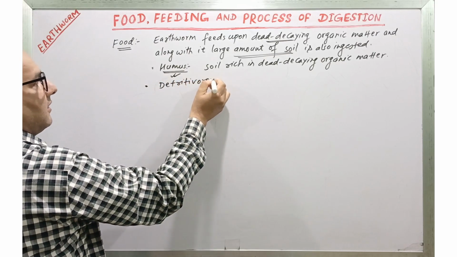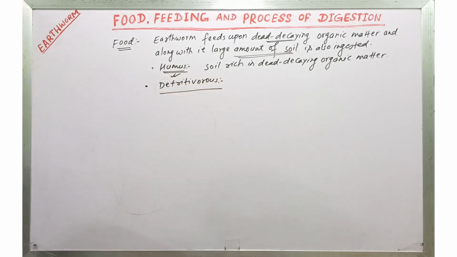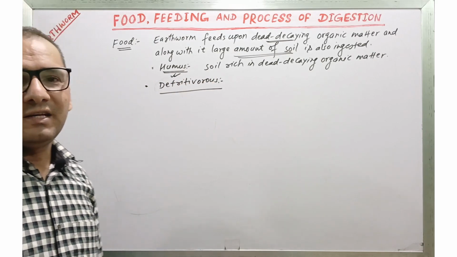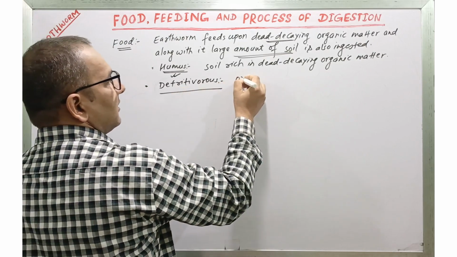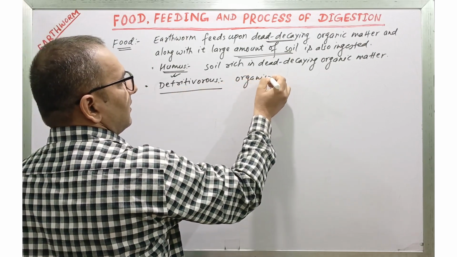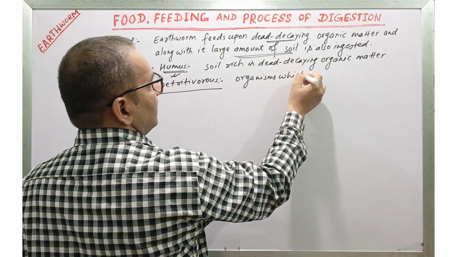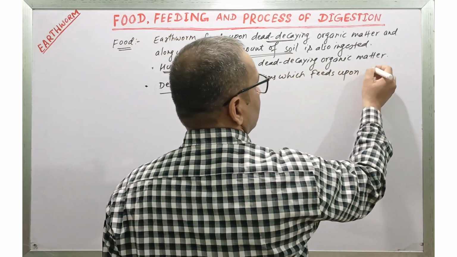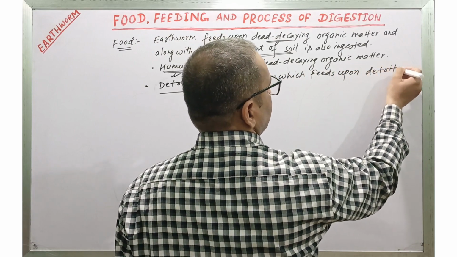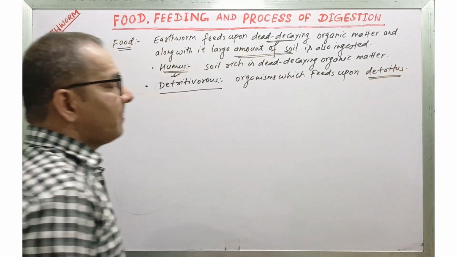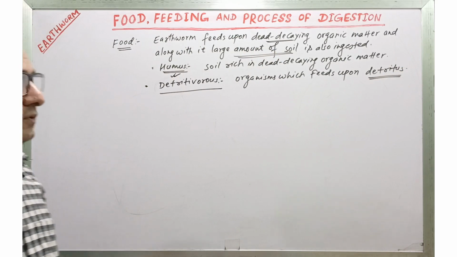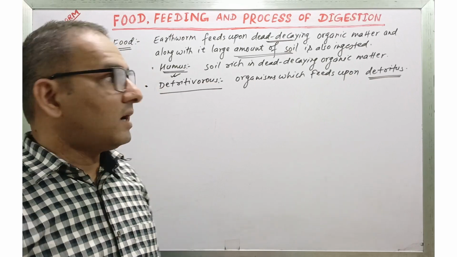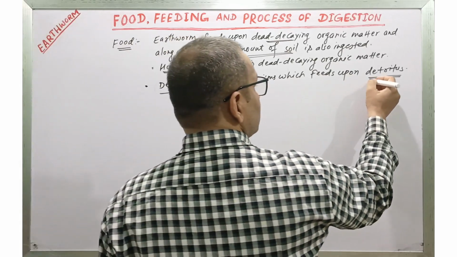And now here we have to know one term, that is detritivorous. Detritivorous refers to those organisms which feed upon detritus. And in biology, the detritus refers to the organic substances which are formed from the dead body of plants and animals.